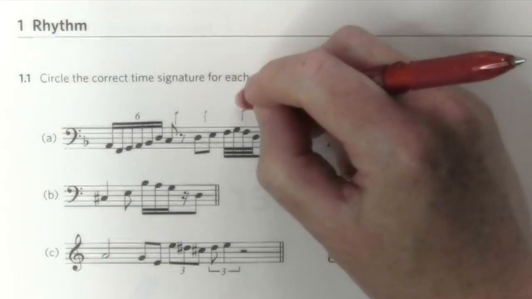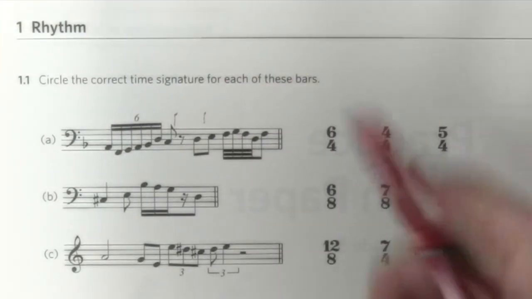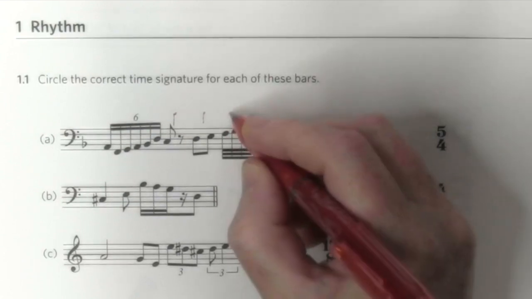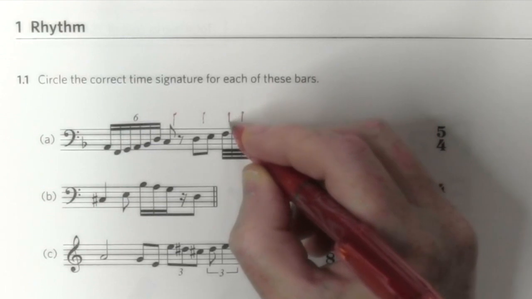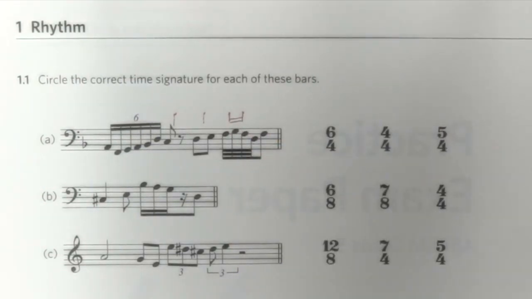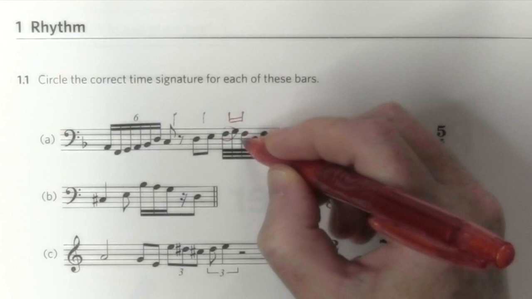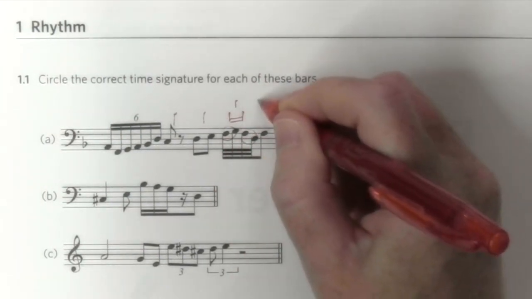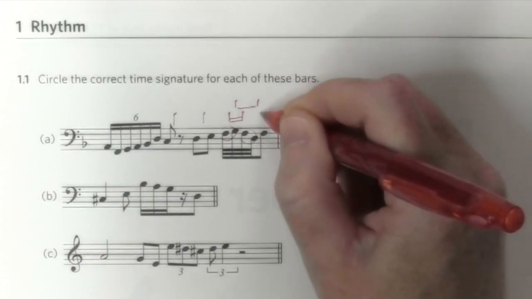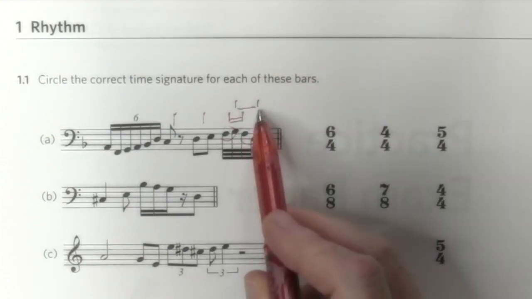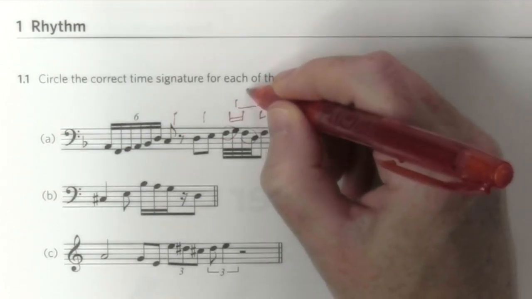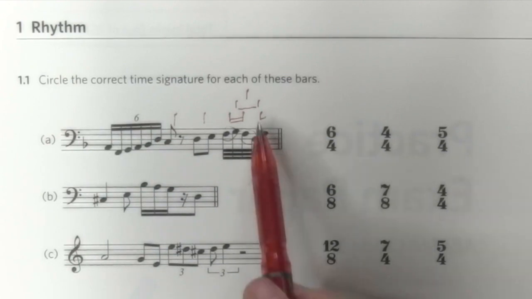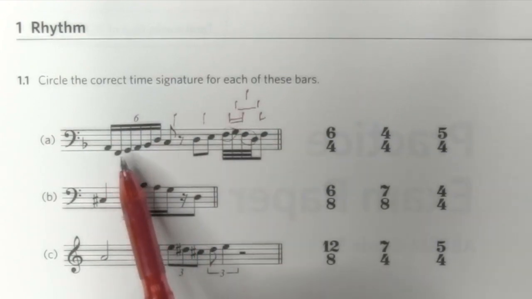Let me do this again. Each pair is a semiquaver. So we have 1 semiquaver, 2 semiquavers here. 1 and 2. 2 semiquavers equals 1 quaver, and 2 quavers equals 1 crotchet. So we have 1 crotchet here. Do we have another crotchet here?